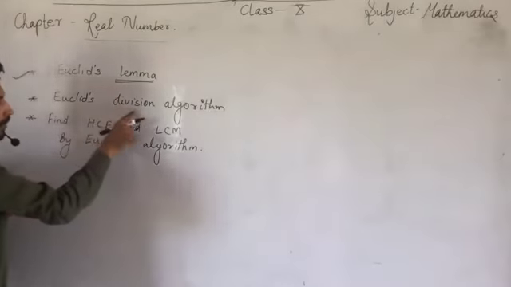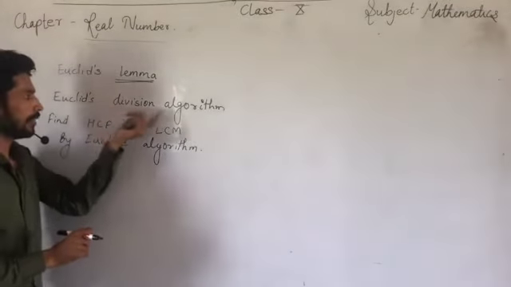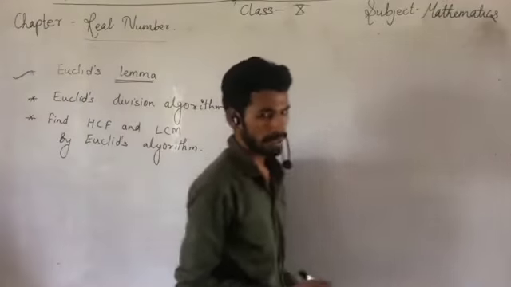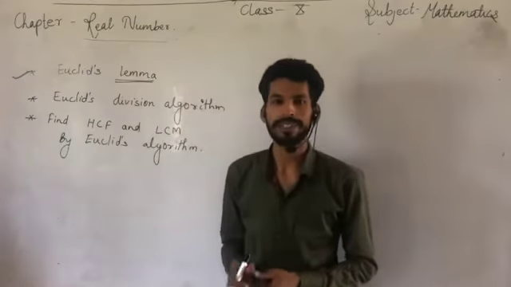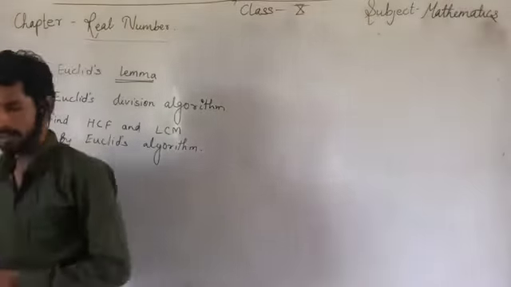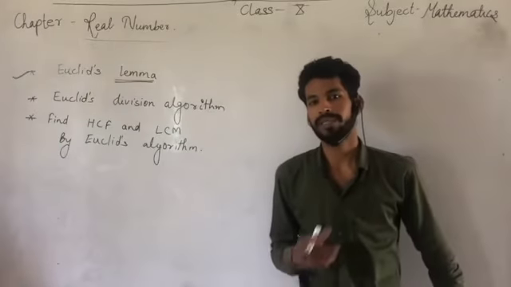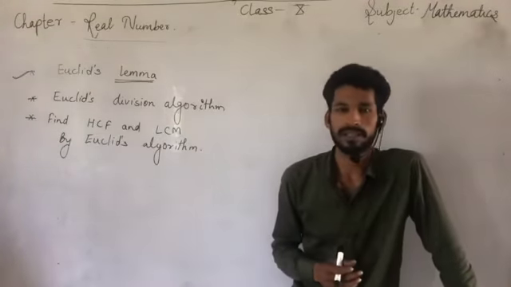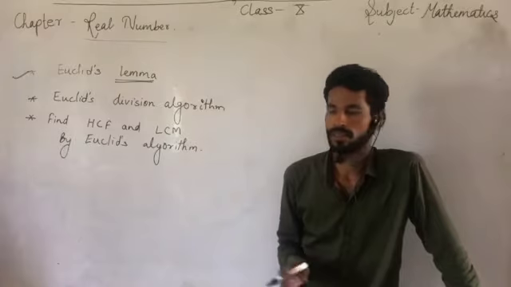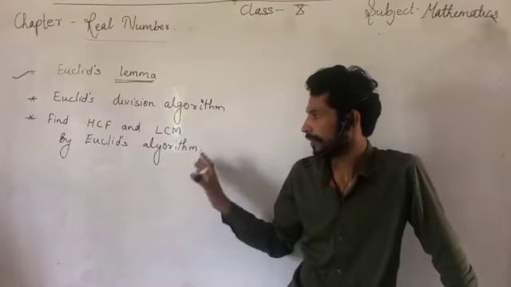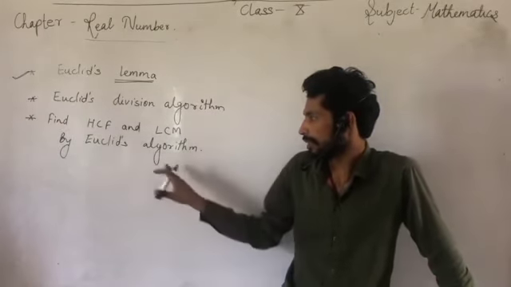Second is Euclid's division algorithm. What do you mean by Euclid's division algorithm? Actually, an algorithm is a well-defined set of steps to solve a unique type of problem. Like we want to solve questions based on real numbers, where two real numbers are given and you have to find the HCF and LCM of these numbers. So we will use an algorithm which was first proposed by Euclid. So this is called Euclid's algorithm.